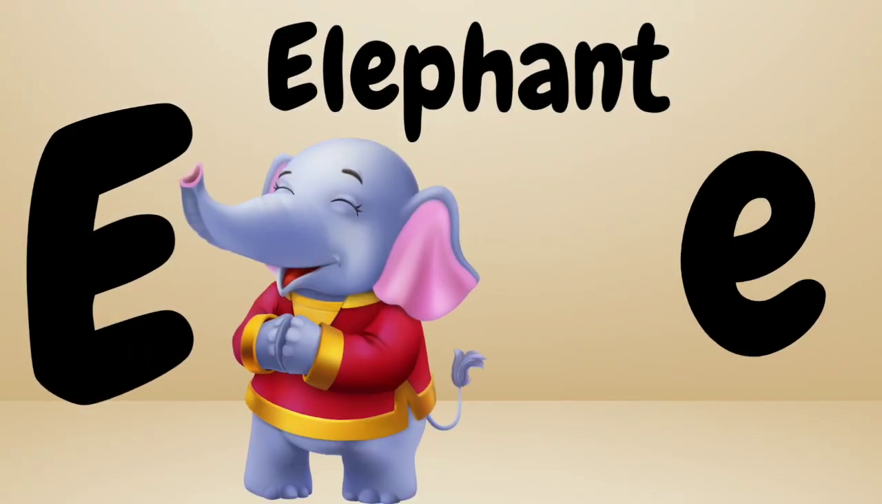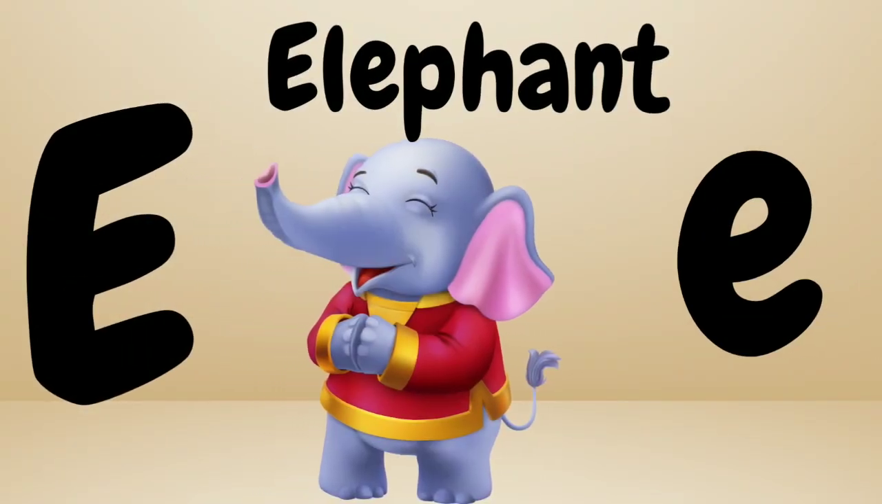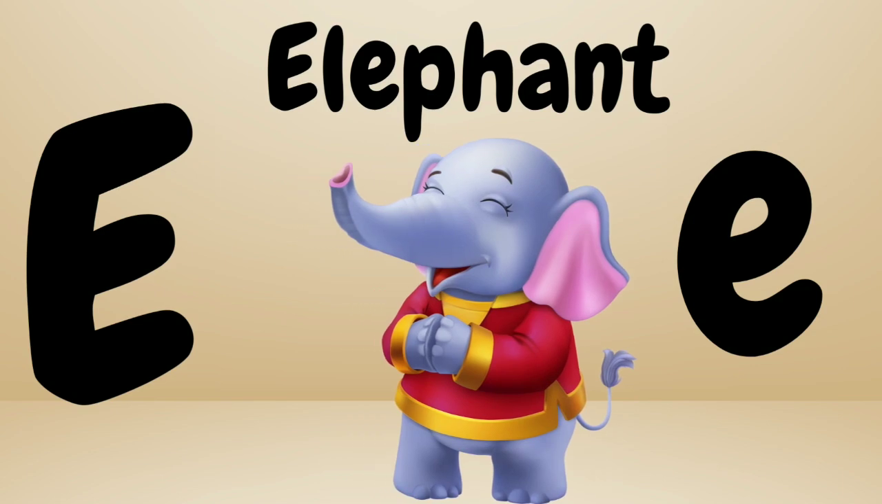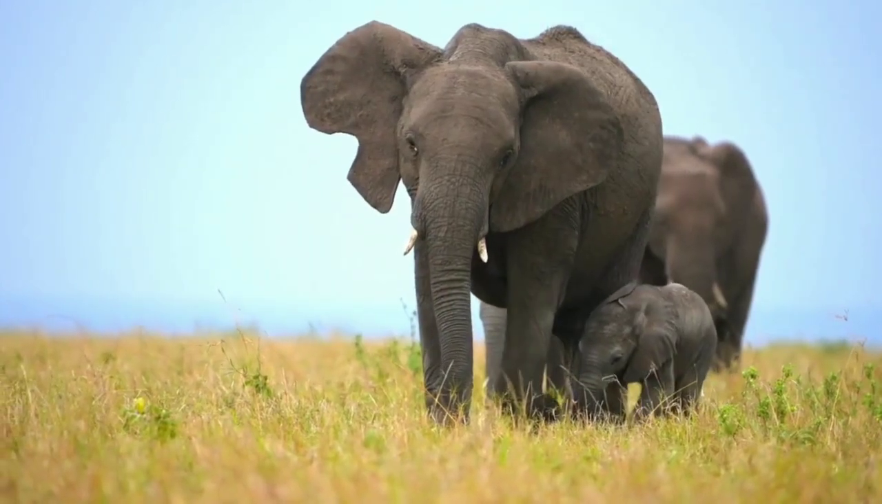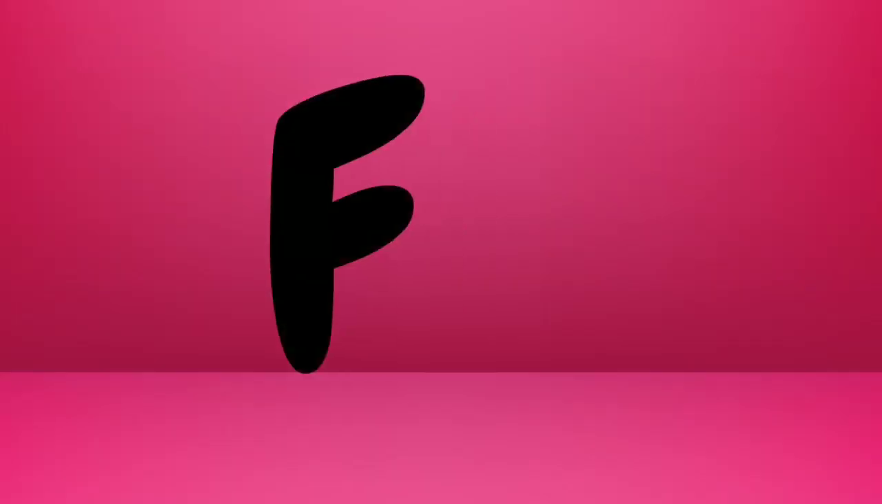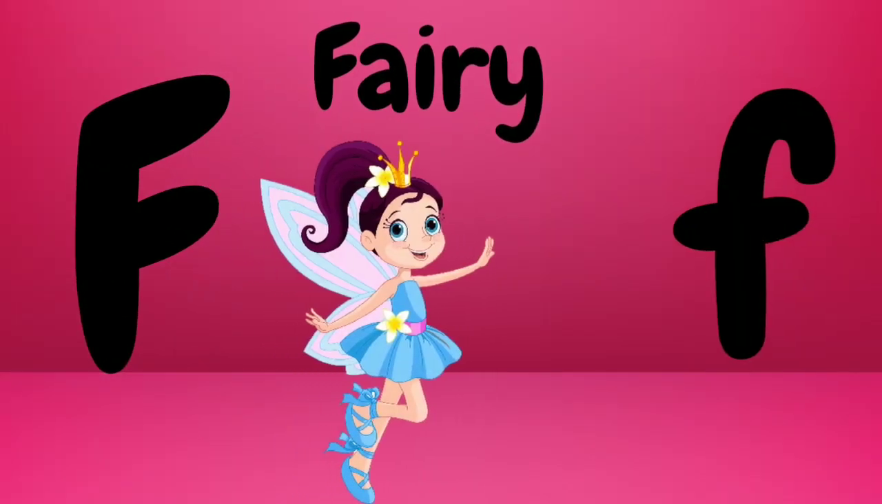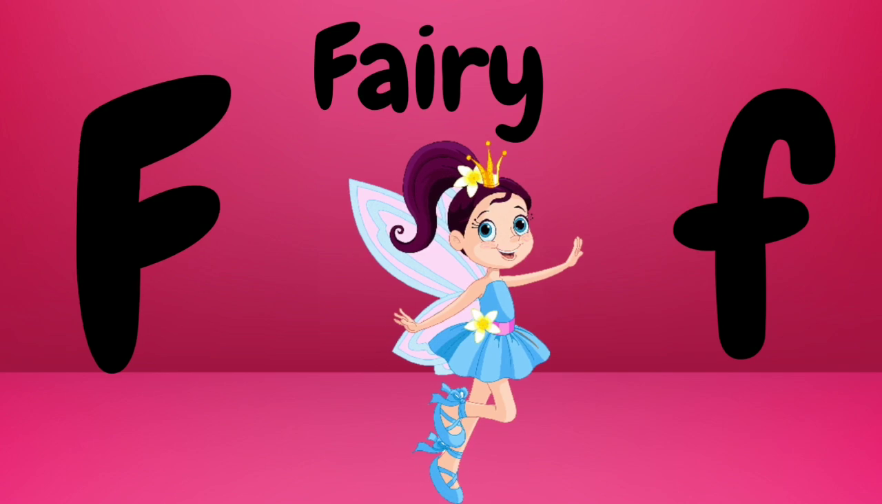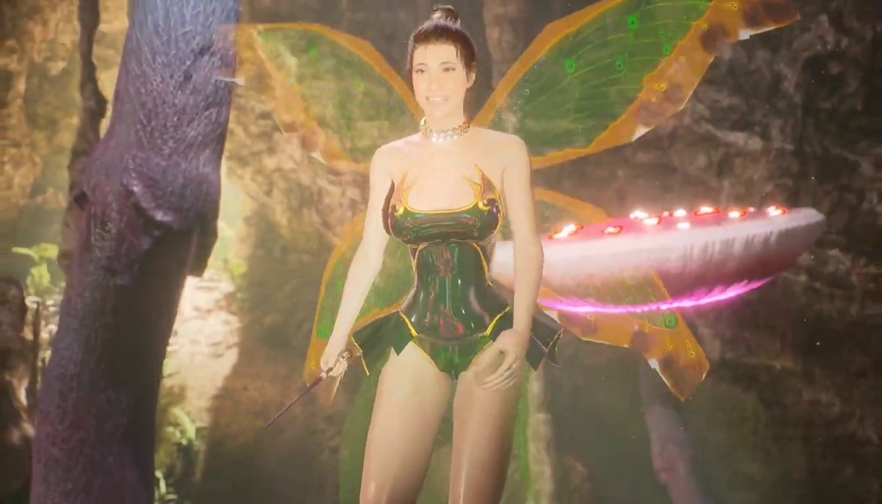E is for elephant. This is an elephant. F is for fairy. This is a fairy.